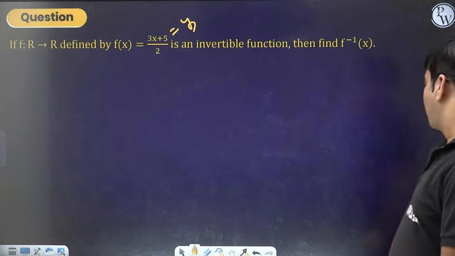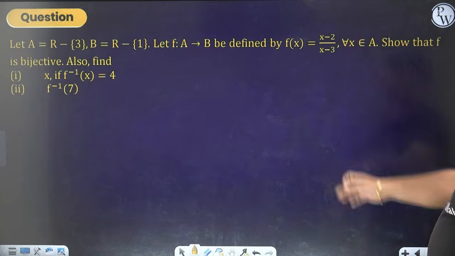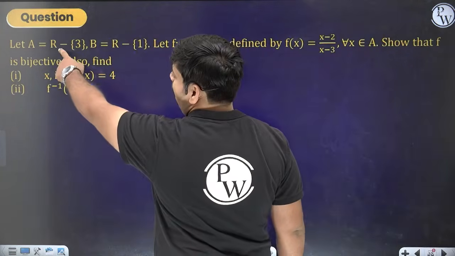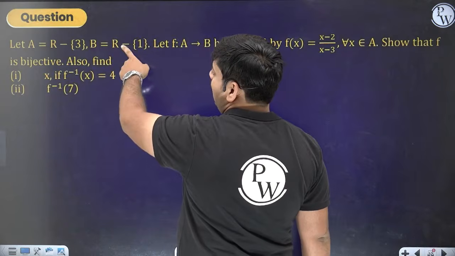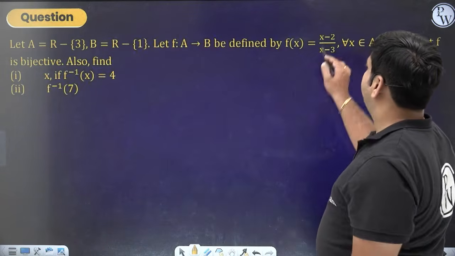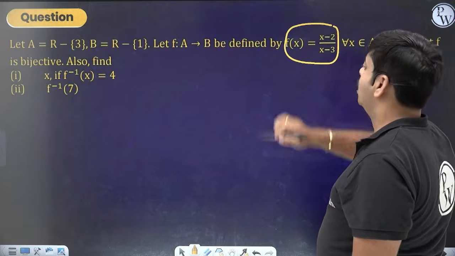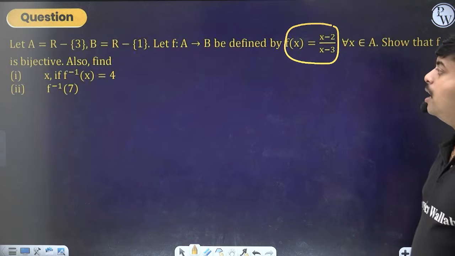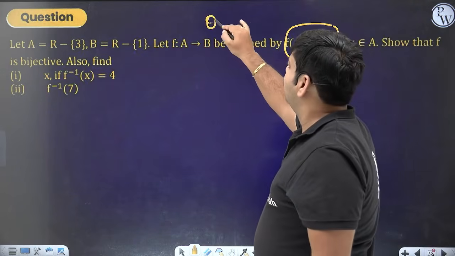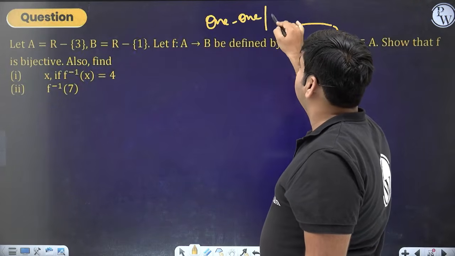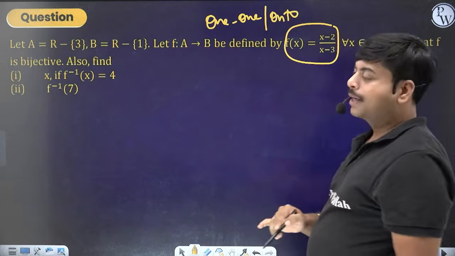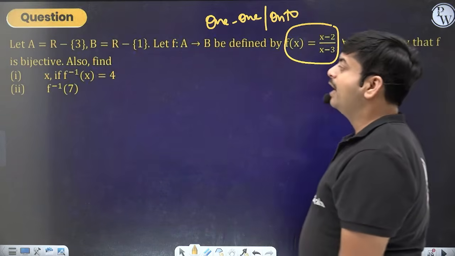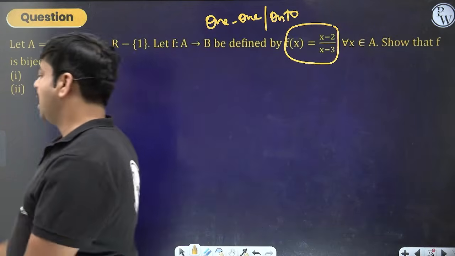Right, let me drink some water. Okay, please take this question. A is R minus {3}, B is R minus {1}. f of x equal to (x minus 2) by (x minus 3). Show that f is bijective. First of all, we need to show that f is bijective. Bijective means we should show that it is 1-1 as well as onto. Then find x if f inverse of x equal to 4, and find f inverse of 7. So please do that. I'll have some water.